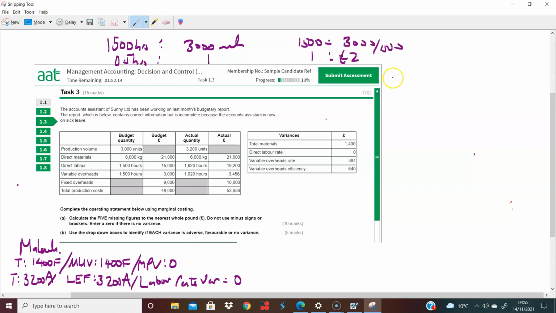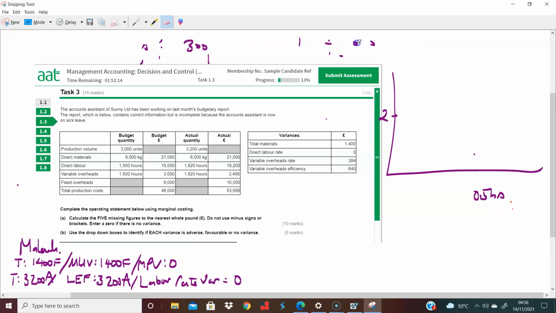That's that. So let's come over here. Right. So what have I really done here? Well, I've said you need 0.5 hours and each should be at £2. So let's clean that, I can get rid of this just in case I need some space up there. So that's what I need, £2 for every variable overhead hour. And then what am I going with now? So it says that you did 3,200 units. So 3,200 units means that you should be using 1,600 hours. You did 1,920 hours.